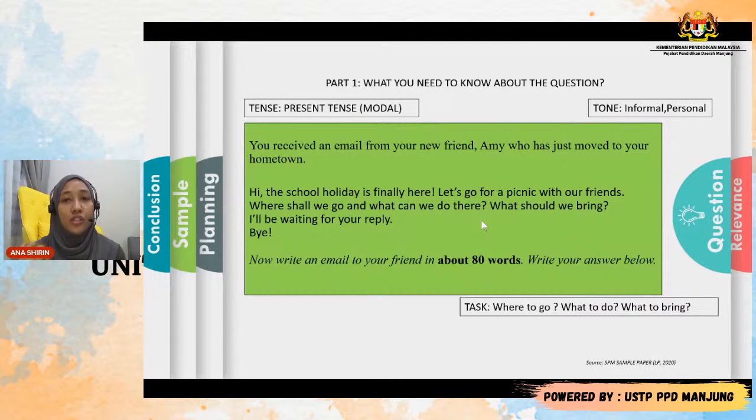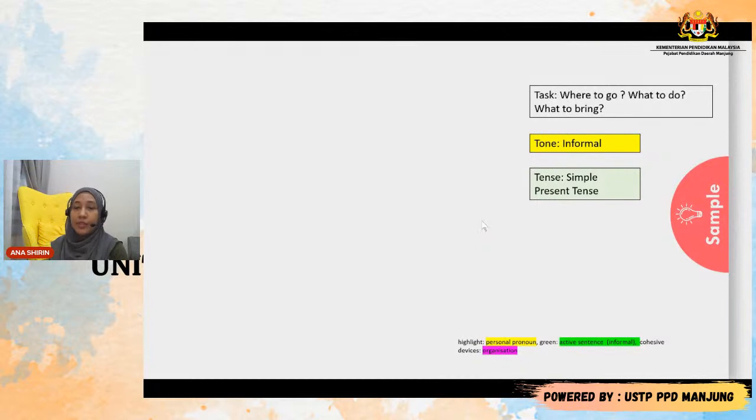Okay, for where shall we go, perhaps it's good to stick to one suggestion of where to go, but two alternatives of what you can do there and what should we bring. This shows that you are able to provide suggestions in a wide range, and it also allows you to use a wider vocabulary compared to only suggesting one. Okay, so let us move on to the sample itself.